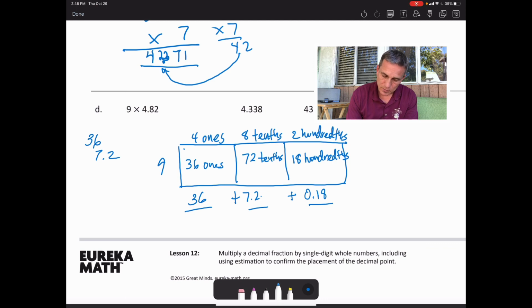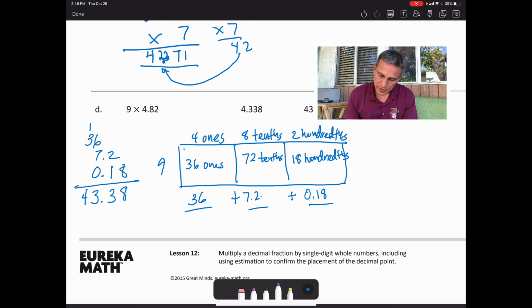And then I'm going to add 18 hundredths. So I have 8 in the hundredths place, 3 tenths, 13 ones, 3 down, carry the 1. So I have 43 and 38 hundredths.